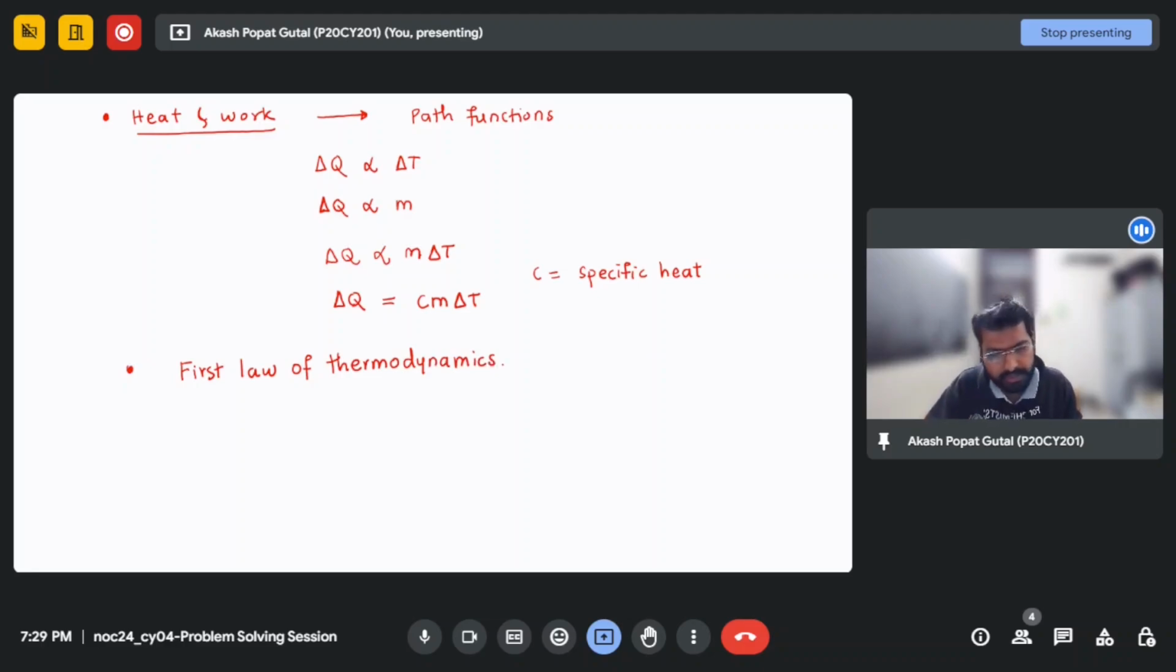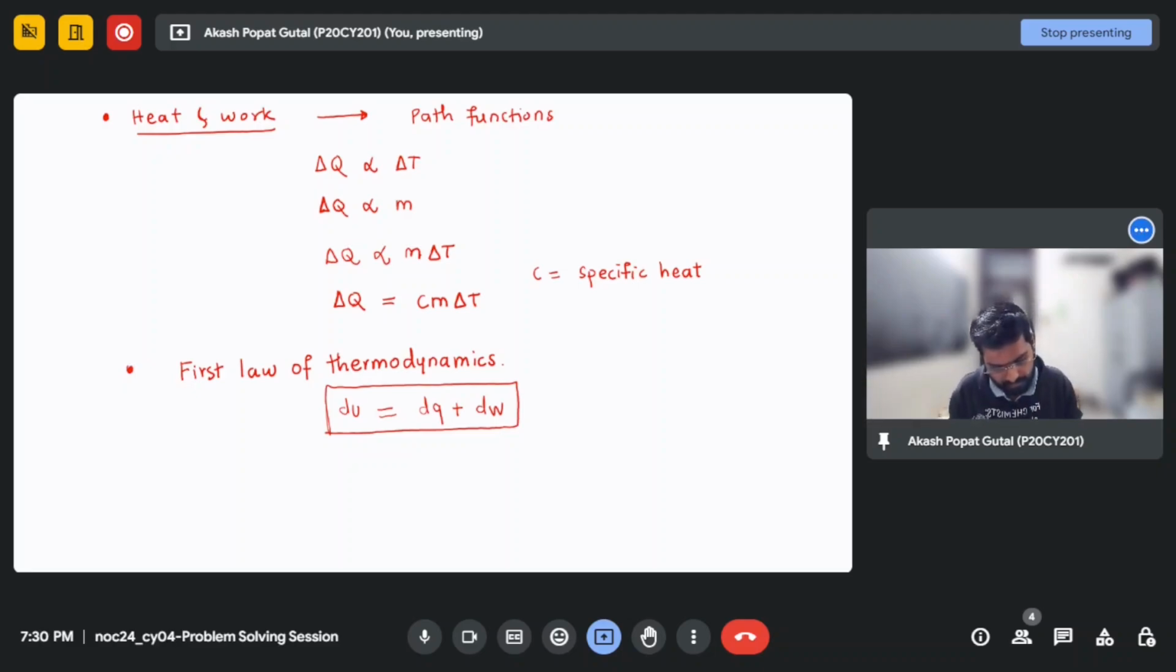What the first law says is that the change in internal energy of the system is nothing but the heat gained by the system plus the work done by the system or on the system. So this is the first law. This is also called the conservation of energy law, which implies that energy is conserved.